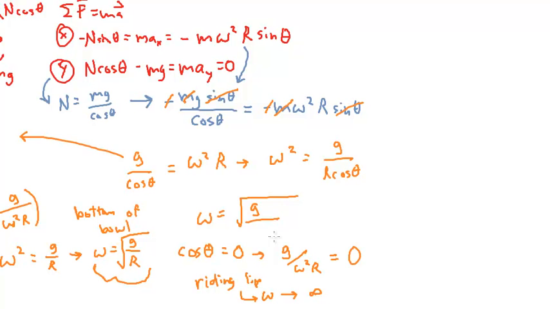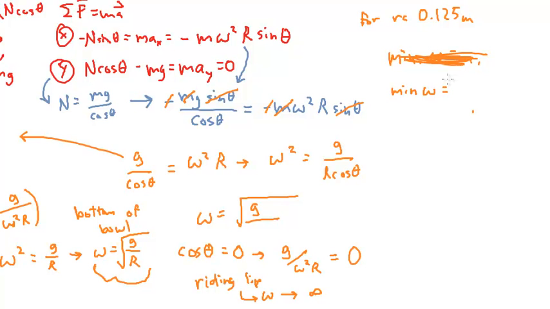This case, on the other hand, is when cosine of theta equals 1, and this is when you're sitting at the bottom of the bowl. So it looks as though, to even be moving at all, you need some minimum omega, which is the square root of g over r. Bottom of bowl is when omega is the square root of g over r.